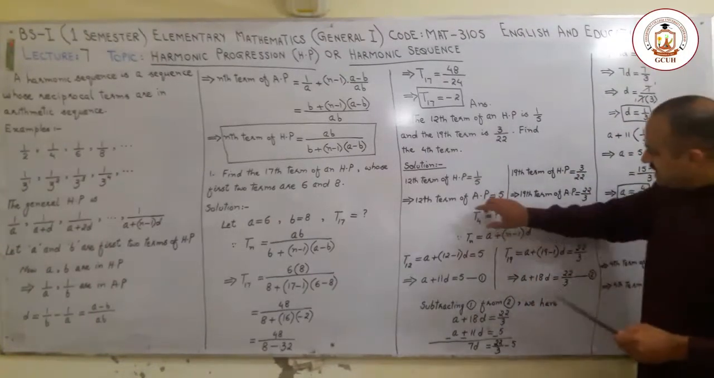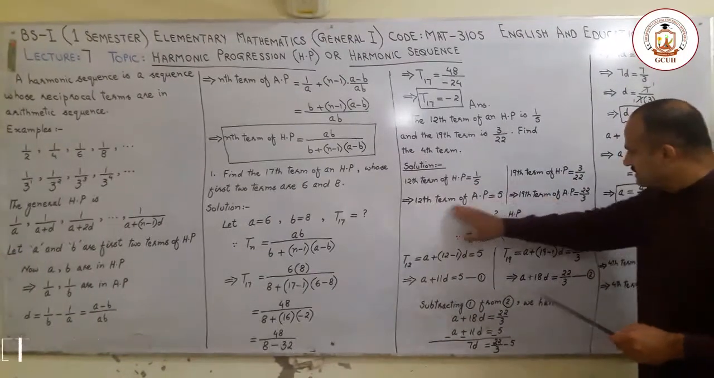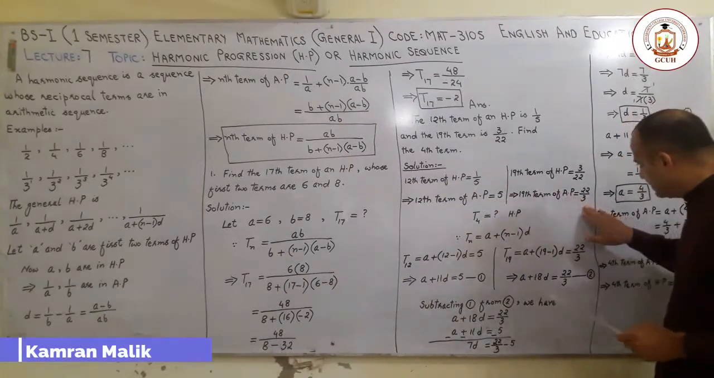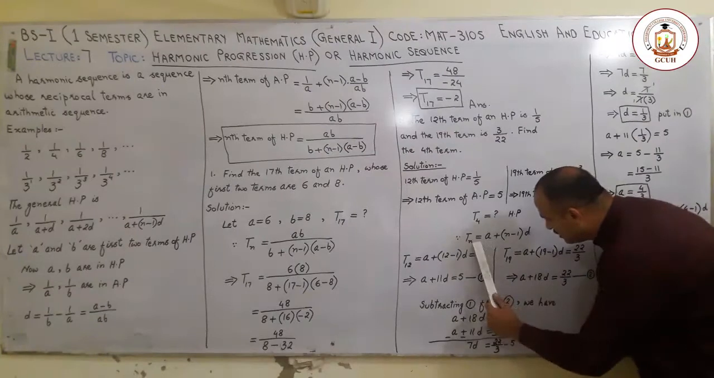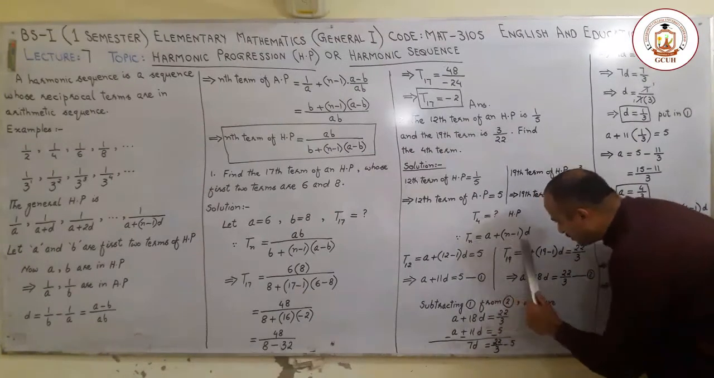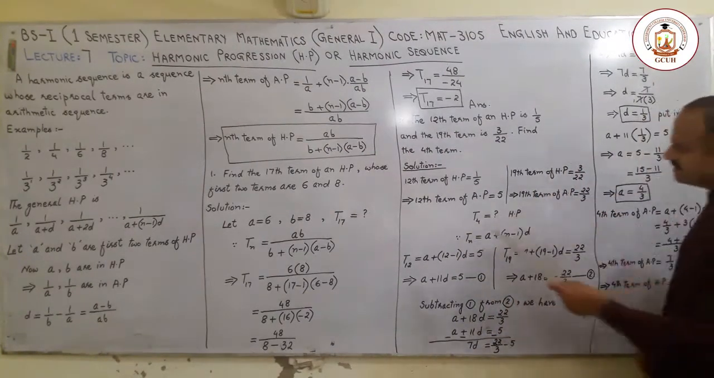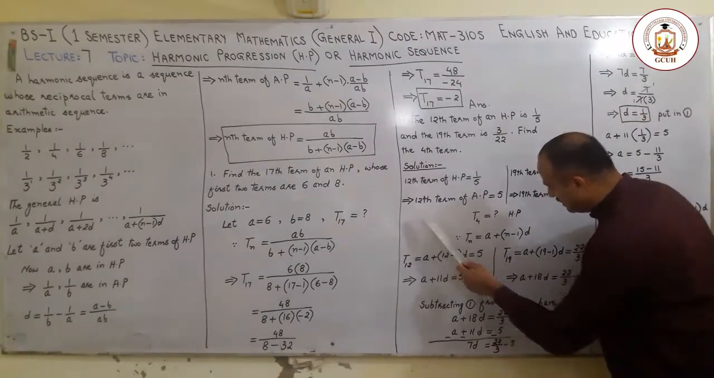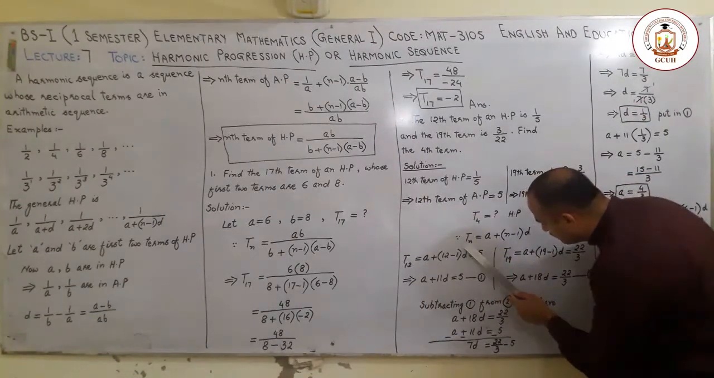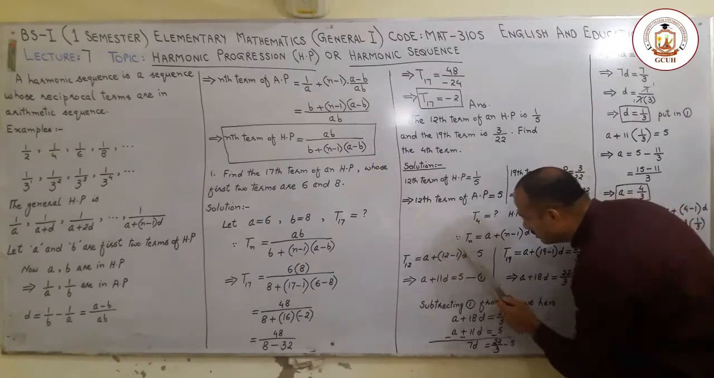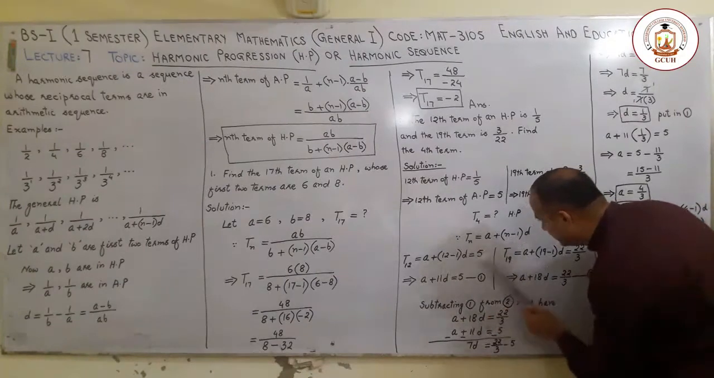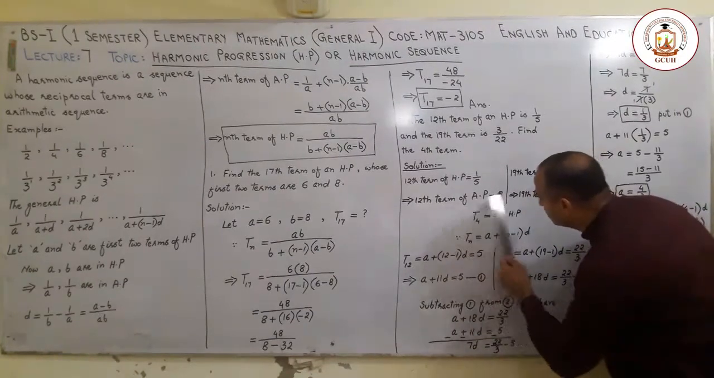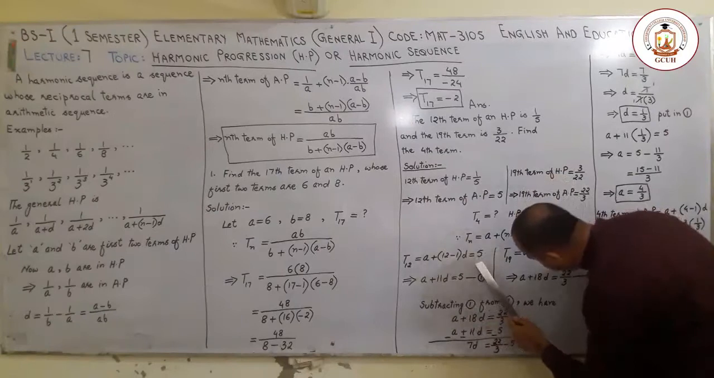So as we have converted the 12th and 19th terms into arithmetic progression form, we will use the nth term formula of arithmetic progression here. So for the 12th term, we will substitute 12 in this formula instead of n. So T12 is equal to A plus 12 minus 1 times D, and the 12th term is equal to 5, so it is equated to 5 here.